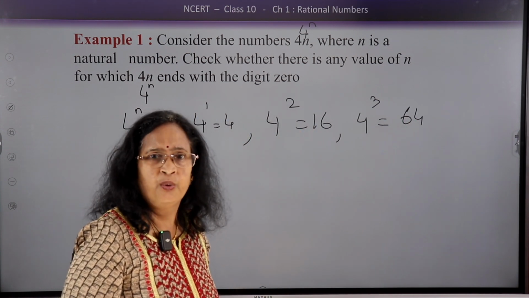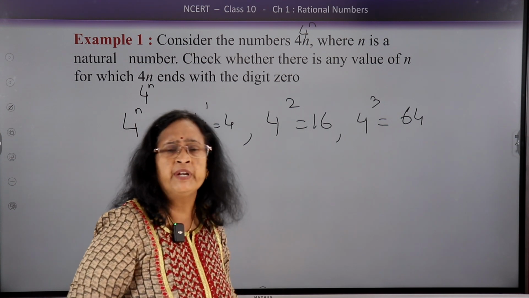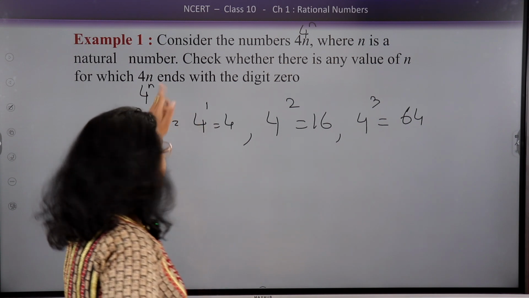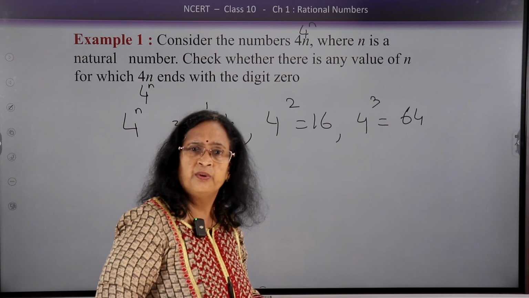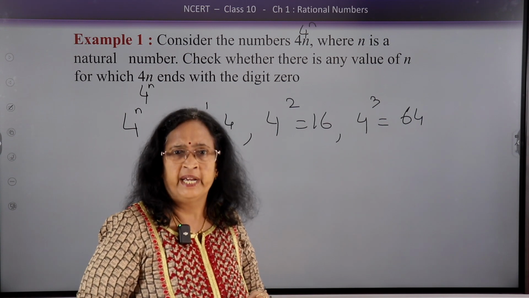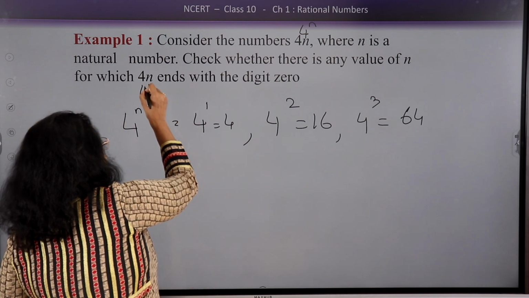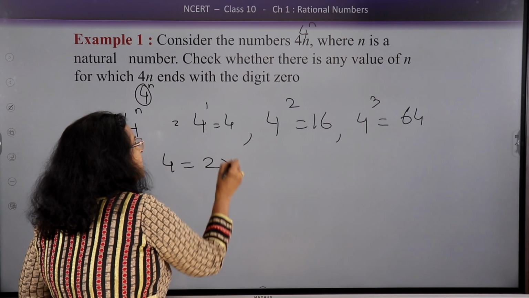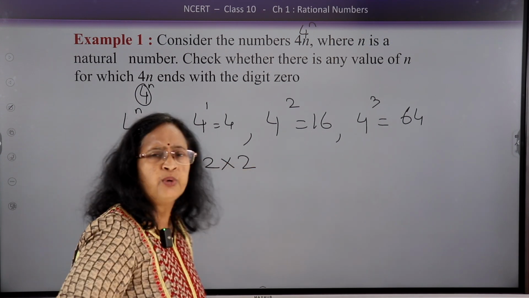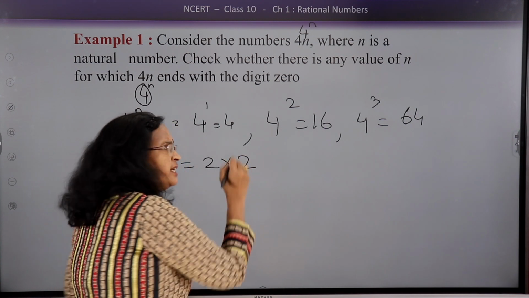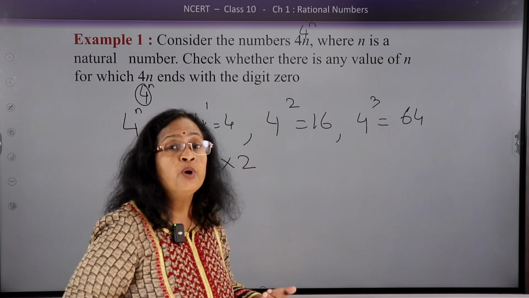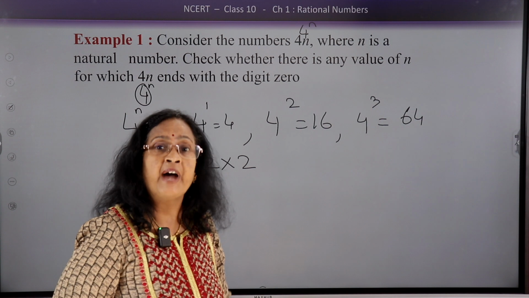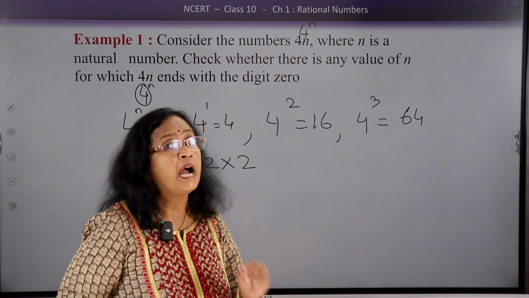Isn't it? No. So how do we know, by seeing the number itself, that if we put the natural number n, it will end in 0? The only clue is the factors of the number. Here the number is 4. What are the factors? It is a product of 2 and 2. The factor is only 2. So for the number to end with the digit 0, the factors always have to be 2 and 5.